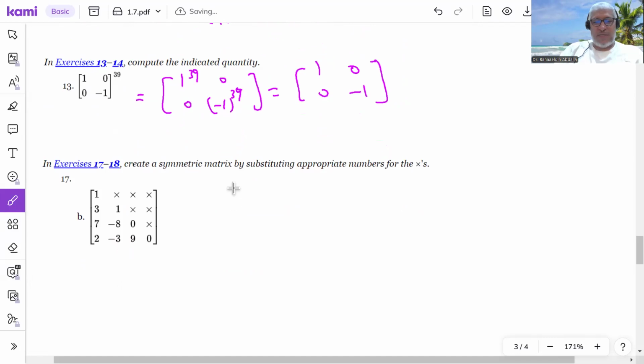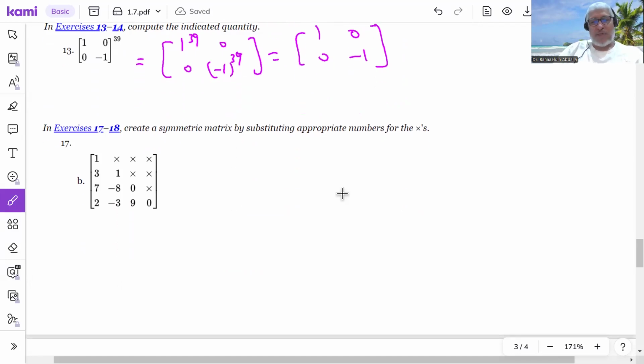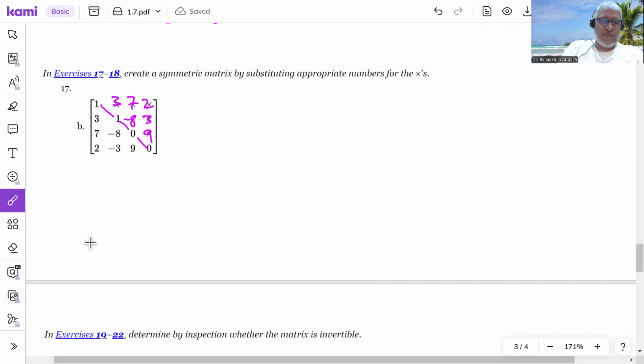Create a symmetric matrix by substituting appropriate numbers for the x's. So this is the main diagonal. I have 3 here, so this number should be 3. I have 7 here, so this number should be 7. I have -8, so this number should be -8. 2, so this number should be 2. I have 3, so this one should be 3, and 9 here. So these should be the numbers to make this matrix symmetric.